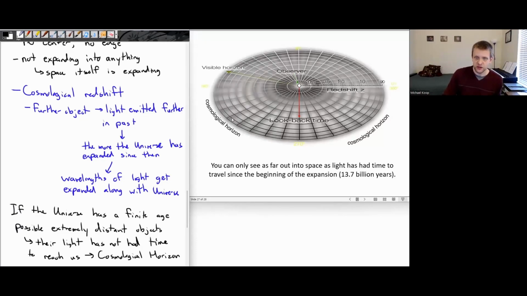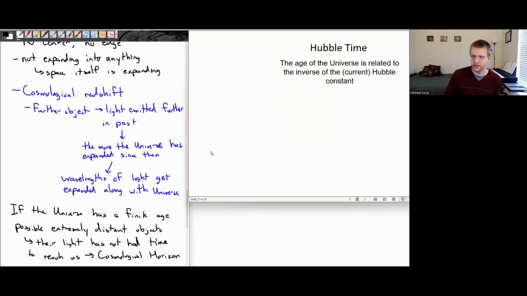Now, if we lived in a different part of the universe, our cosmological horizon would be a different region. Just like if you move to a different part of the Earth, your horizon changes along with you. It depends on where you're located. But again, I'm just pointing out this idea of the cosmological horizon.